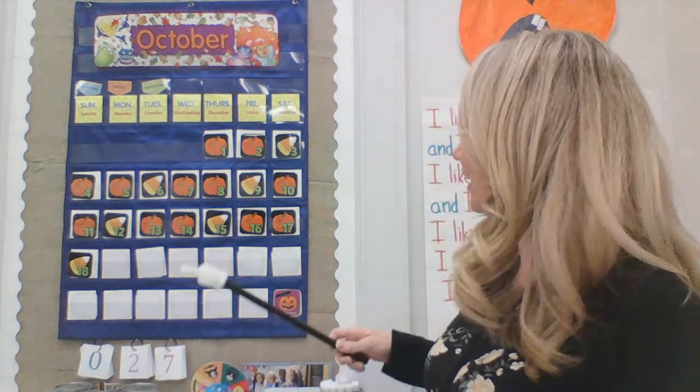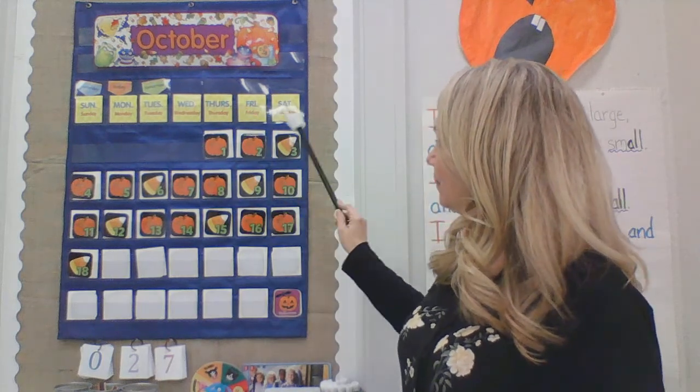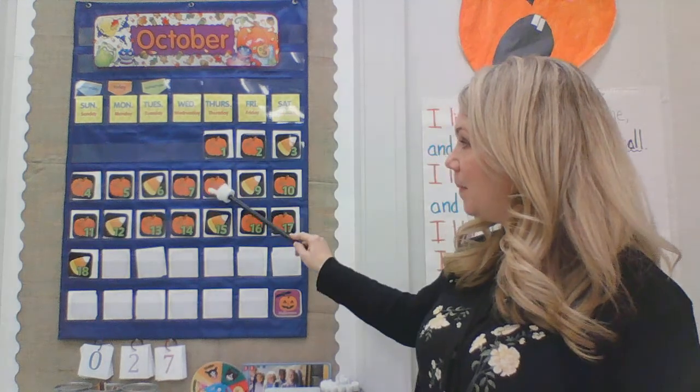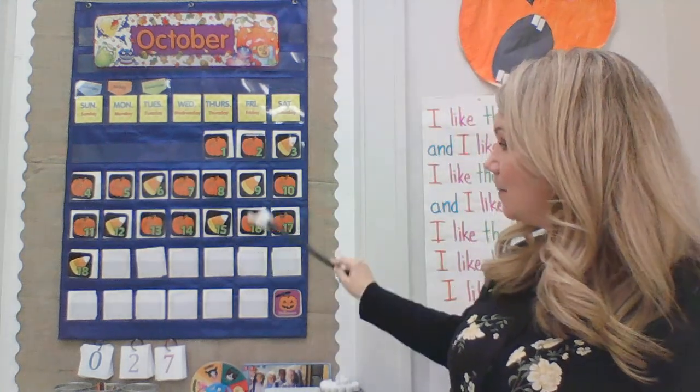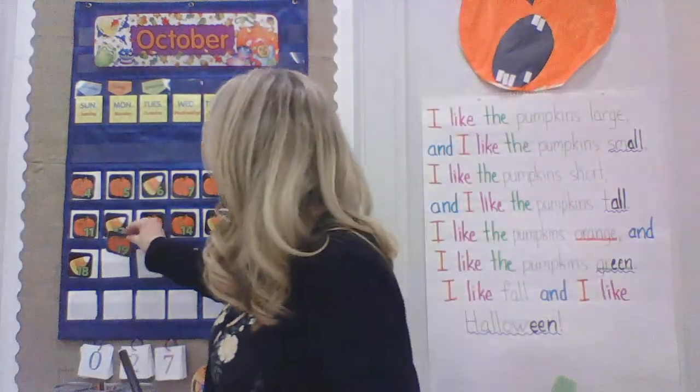Yes, 19. Okay, my friends, is the number 19 going to be a pumpkin or a candy? Let's find out. Pumpkin, pumpkin, candy. Pumpkin, pumpkin, candy. What is it? What is 19? It is a pumpkin. Yes, number 19, the 19th day of October is a pumpkin.